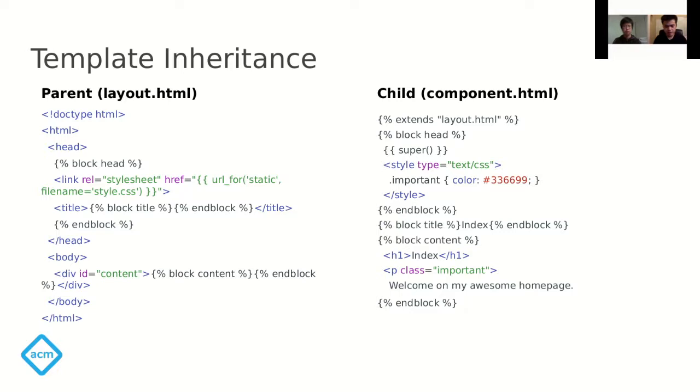So in this case, it will inherit the style sheet, and it will insert another style which defines the class importance color to be this value. It also inserts the value index into the block here, so the title will now become index. And for the content block right here, it will insert h1, so the header becomes index, and the paragraph is welcome to my awesome homepage.